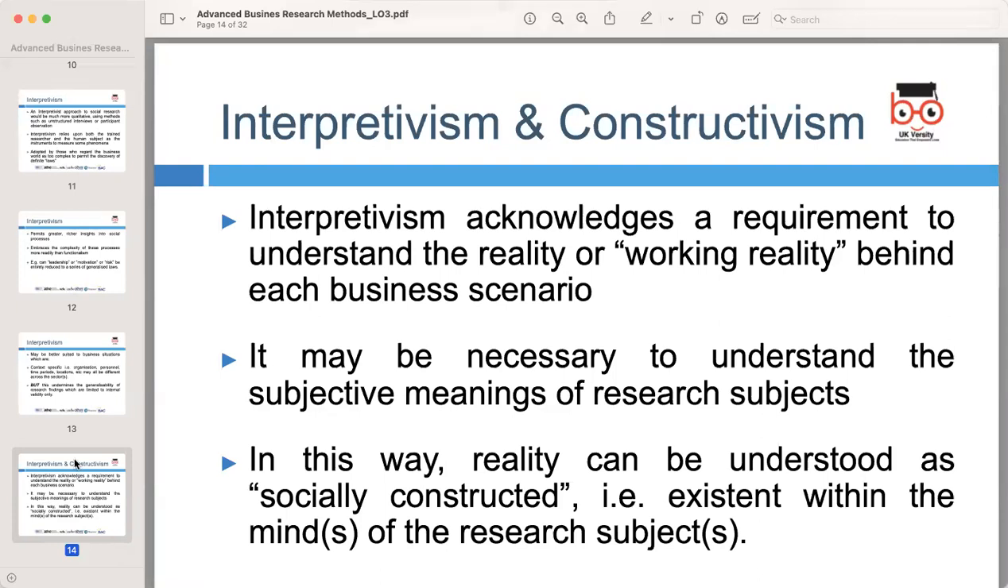So, constructivism, which is closely related to interpretivism. Constructivism also emphasizes the idea that reality is not an objective entity, but is instead constructed by individuals. It suggests that individuals actively construct their understanding of reality through their experiences, interactions, and interpretations.